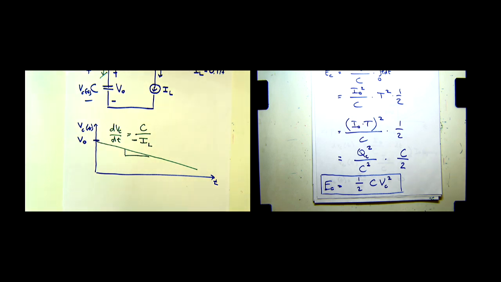So dVc/dt, and passive sign convention. Oops. See the current, the IC is equal to minus IL. So we need a minus here. Okay?